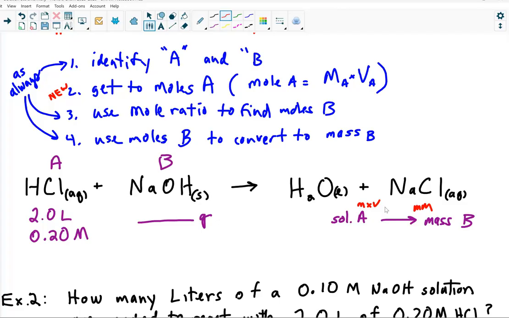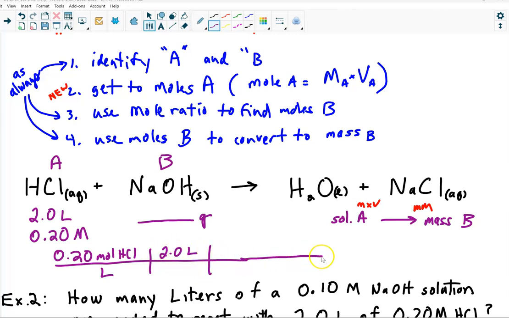Okay? Let's do it. So we're going to set this up now that I have the rudiments. The molarity of HCl, 0.20 moles of HCl per liter. And then I'm going to multiply that by the volume, 2.0 liters. Looking at this, well, look, liters cancel. And that number, whatever that number is, well, it's 0.4. Isn't that how many moles of HCl I have? So now I have moles of A.